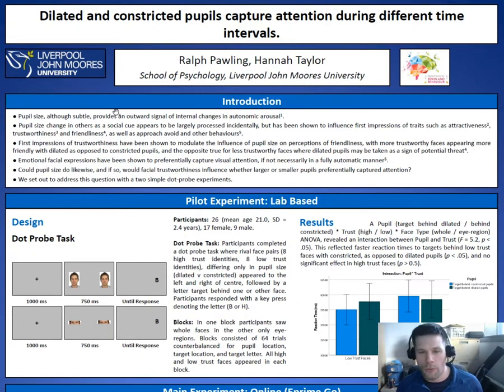We were interested in whether pupil size, as this very subtle sign of internal states of arousal, could potentially capture attention in the same way as, for example, emotional expressions do in certain contexts. And we were interested in whether this might be modulated by whether a face looked generally more or less trustworthy, with the hypothesis that, for example, a less trustworthy face with dilated pupils as this sign of internal arousal might potentially indicate threat and could be particularly potent in capturing visual attention.